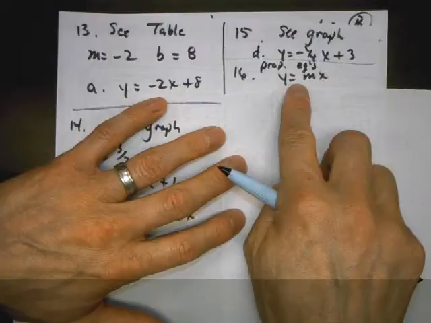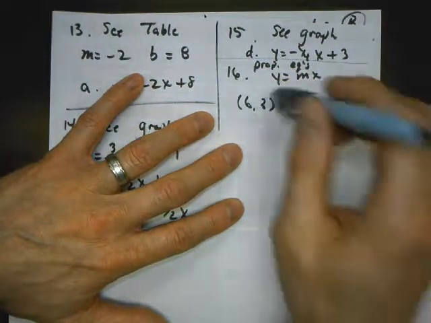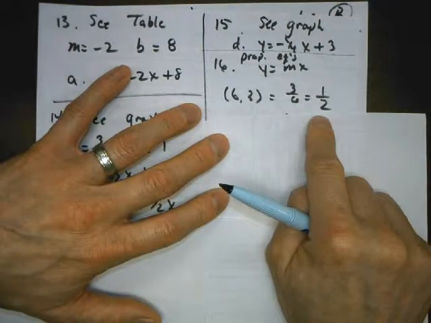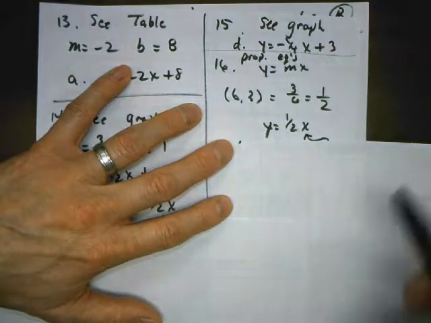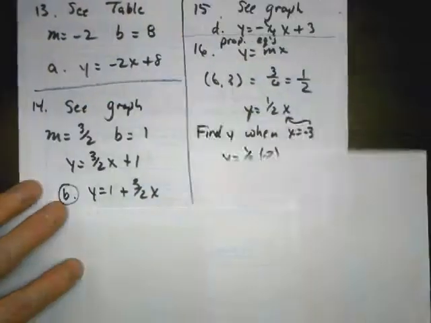16, we have a proportional relationship. Proportional relationships means the equation is y equals mx, which means I need 1 point only, and they give me 1 point. I put the y over the x, and I see my slope is 1/2, so I already have the equation. That's what's nice with proportional relationships. So I have the equation y equals 1/2 x.